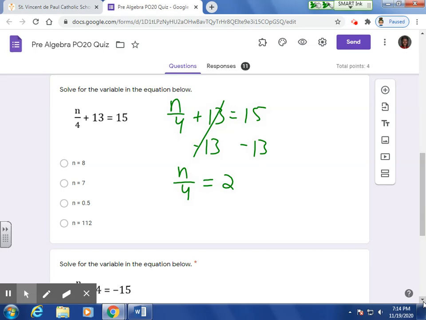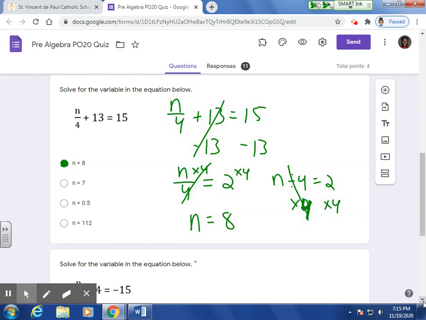If you want to write it horizontally, to remind you that you are dividing there, the opposite of that is multiplying, not by 2, by 4. Multiplying both sides by 4 to cancel it out works great. 2 times 4 equals 8, which is the answer that we get here.